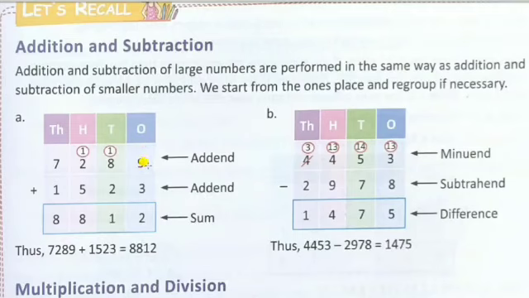So here you can have a view. 9 and 3 are considered as addends. Means the numbers which you are adding with another number, both are considered as addends in the term of addition. Whatever answer we get after addition is known as sum. So when 9 and 3 are added, we get 12.